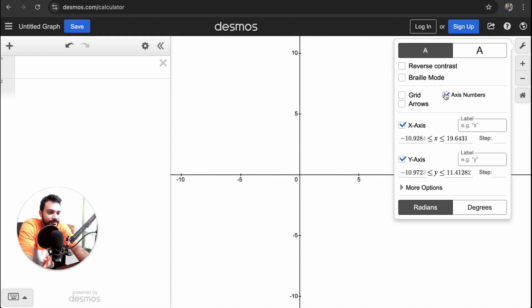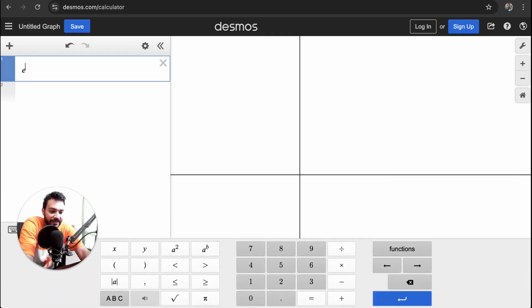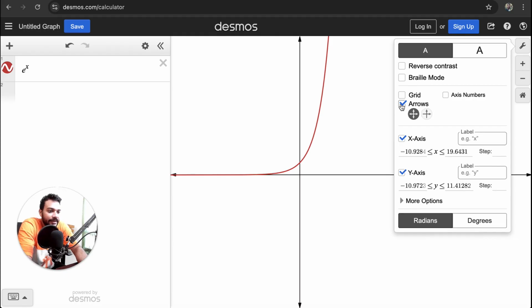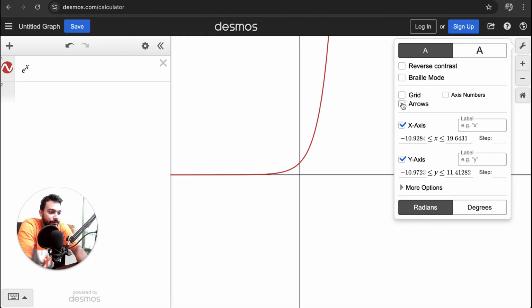The axis numbers can be let go of when you just want to see the nature of the curve. For example, if I write e raised to the power x, it's just about the nature of the curve, no values. Sometimes even that's needed. You can take arrows heading in different directions, which is mostly for vectors. Then you have the x-axis and y-axis labels.